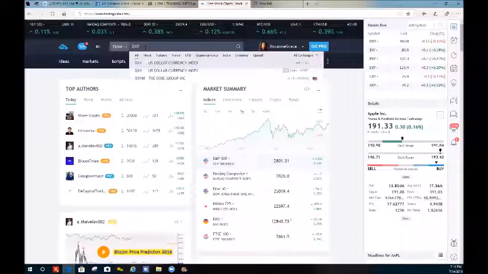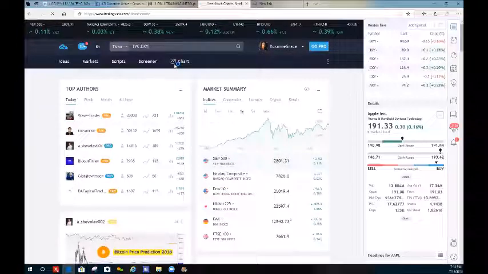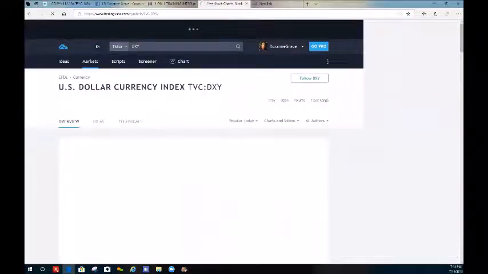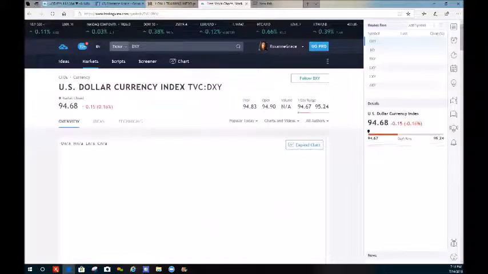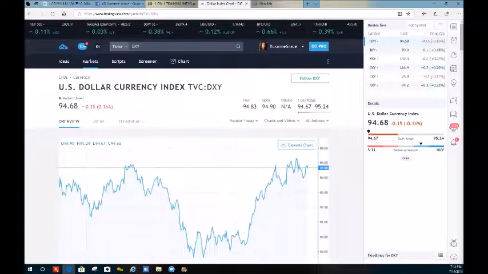I typed in DXY in search, and the United States Dollar Currency Index came up. I'm going to click on that. I want to know how strong the USD is right now. So I'm going to let that load. Oh, goodness. The United States dollar is actually showing weak. That's why it's in red. It is negative. It is weak. It is a negative 16%. So the DXY is showing it is weak.